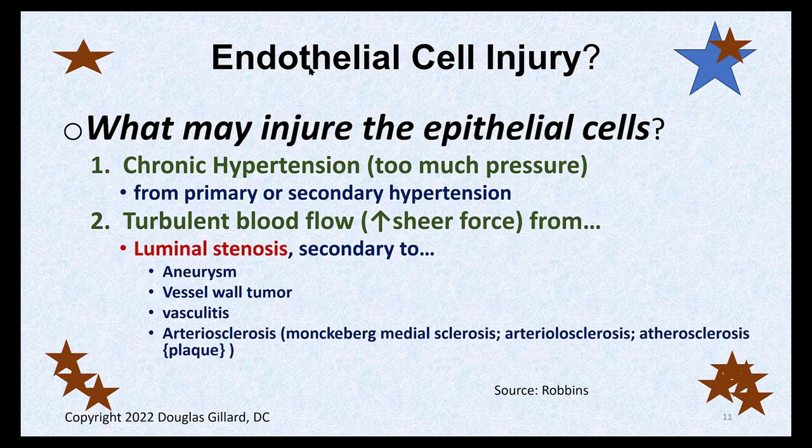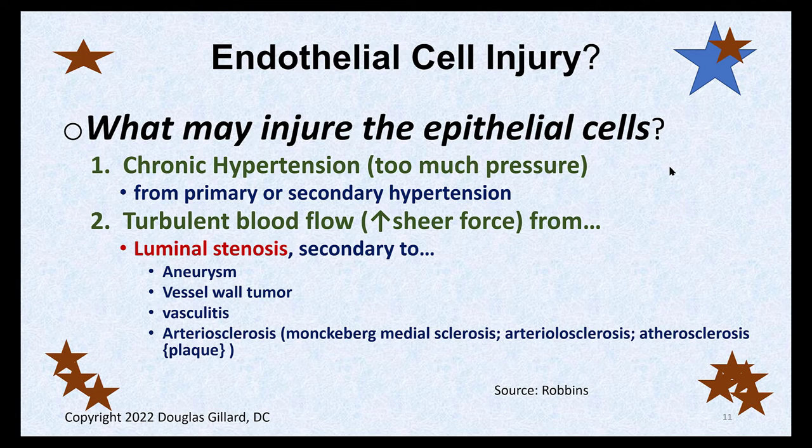So let's talk some more about this endothelial cell injury. What may injure the endothelial cells? Well, chronic hypertension, either primary or secondary. What's primary hypertension? What's the cause of primary hypertension? We have no clue. The patient's been worked up for problems with the adrenal gland and other problems, can't figure it out. 95% of people have primary hypertension.